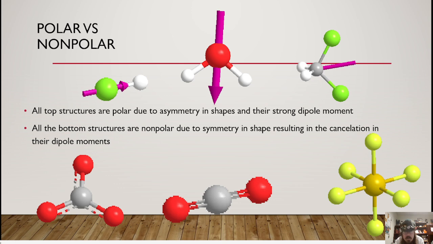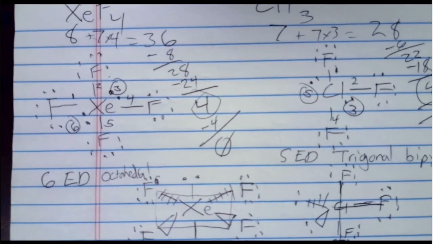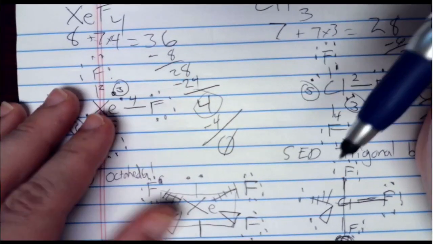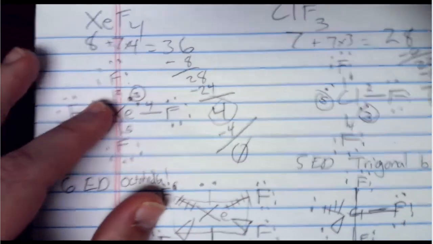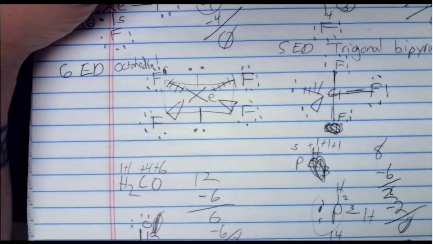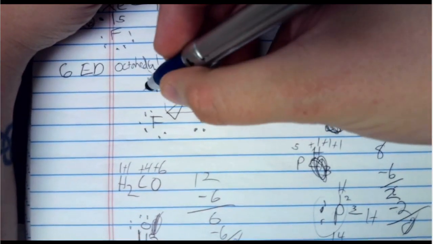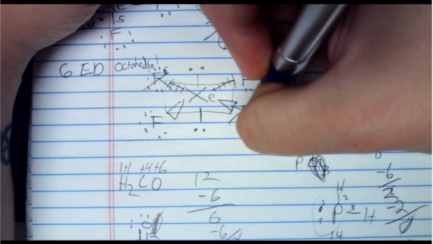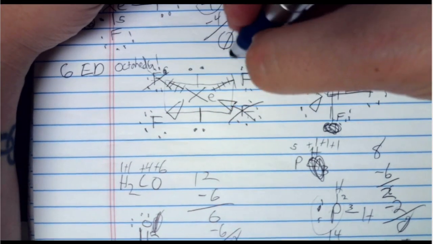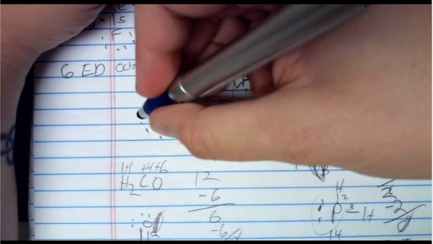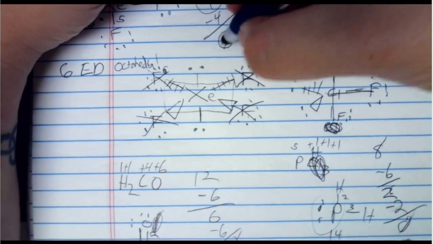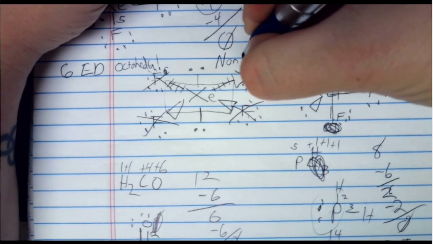I want to go back to our structures real quick. This will be the last thing I'll do. Let's look at the symmetry and polarity of the structures. Each bond in xenon tetrafluoride is polar. However, this guy is canceled by this guy, directly opposite. This guy is canceled by this guy. This molecule is non-polar.